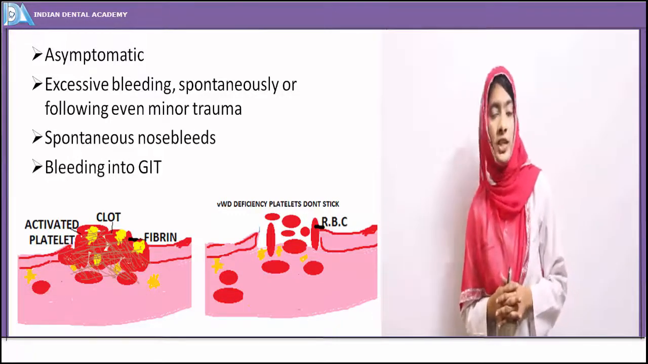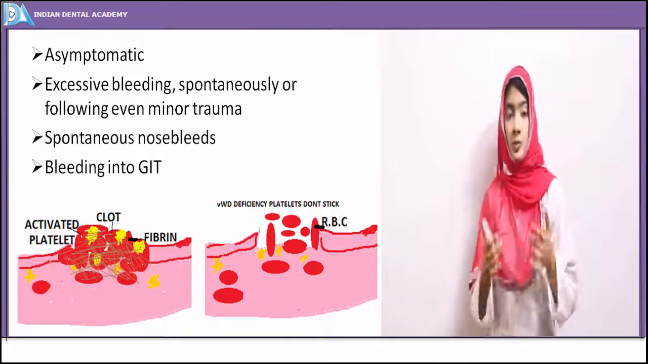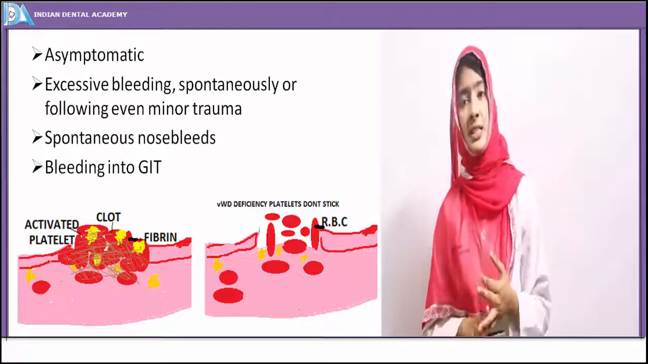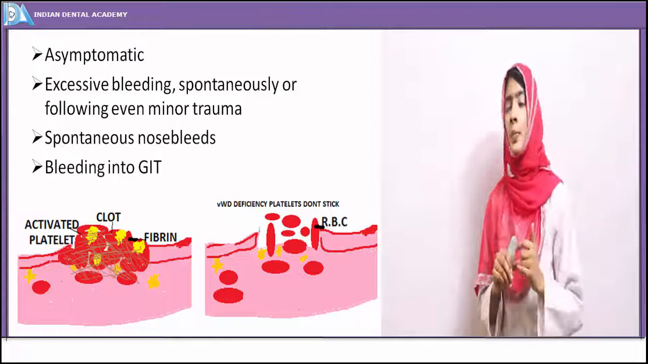Okay, and excessive bleeding following spontaneous trauma. The bleeding will be spontaneous, and minor trauma leads to extensive hemorrhages, and spontaneous nosebleed or epistaxis is common. Along with that, bleeding into the gastrointestinal tract is also common.